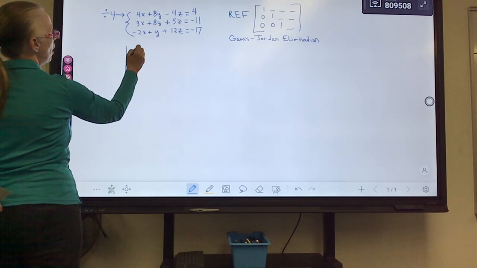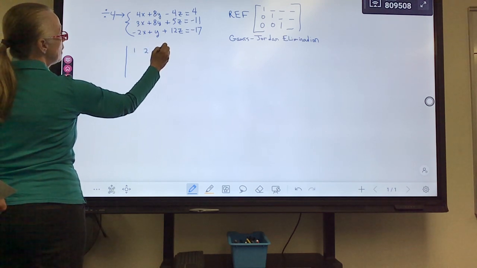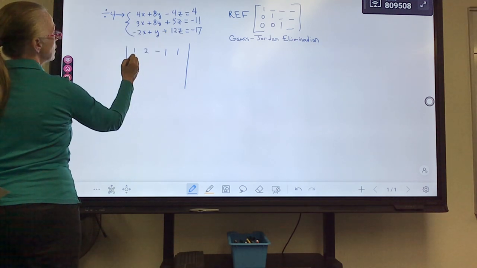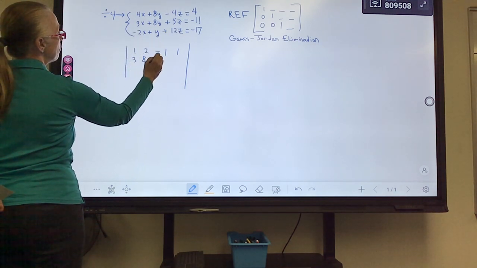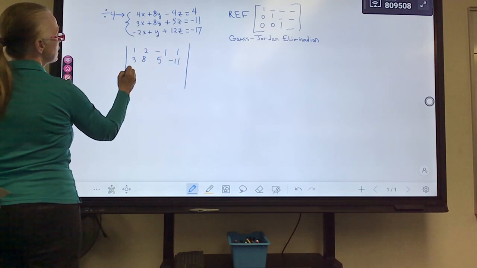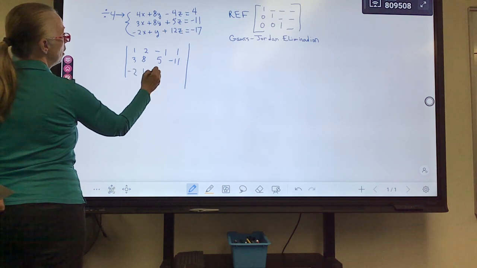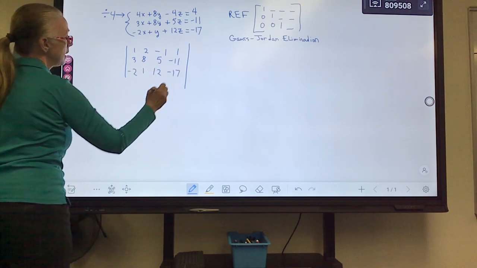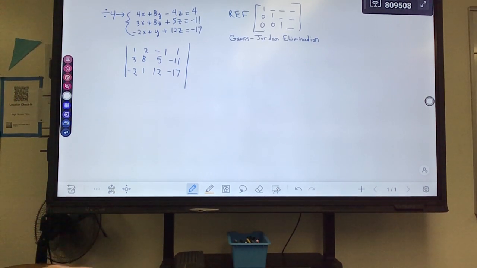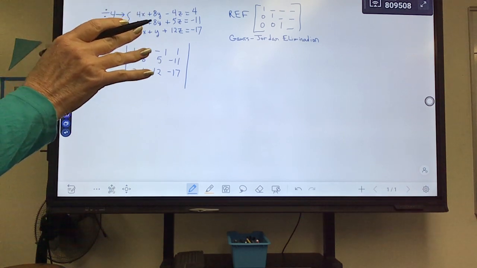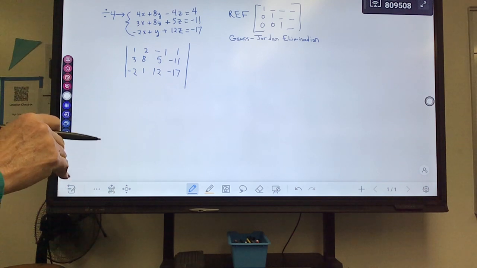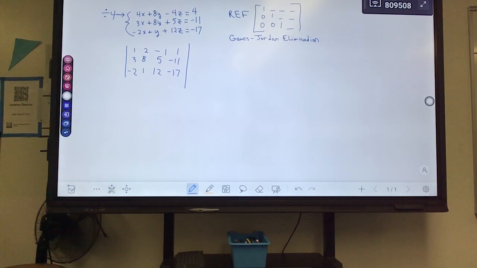So I'm going to get a 1, a 2, a negative 1, and a 1. The second row is 3, 8, 5, negative 11. And the last row is negative 2, 1, 12, and negative 17. So you can see I'm just using the coefficients. I have my 1 in my very first row, first column. So I'm going to work on getting the 0 in the second row now.